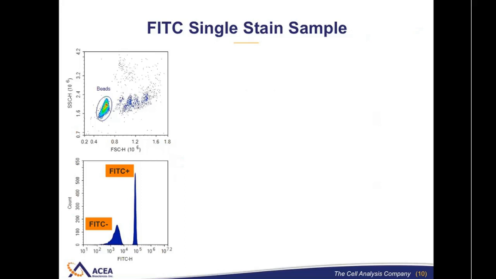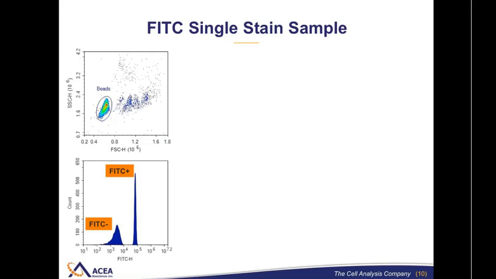These data show a FITC single-stain control sample, which is, as you may have guessed, a sample stained with only FITC, and it's used as a control. This particular sample was created using compensation beads, which we'll talk more about later in the presentation. The bead population is gated on the scatter plot, and then all of the following plots will show only the events from the bead gate.